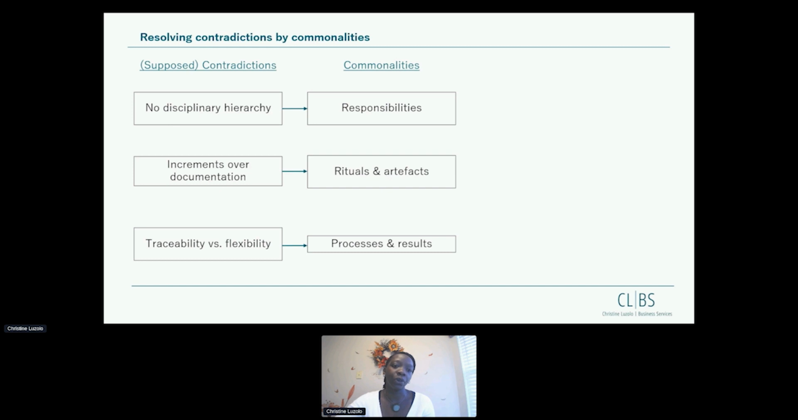So I'd like to resolve those three contradictions by the commonalities that both have, and by linking the agile structures to the standard chapters. We started with contradiction number one, that somehow the missing disciplinary hierarchy in the Scrum teams sort of corrupts the ISO standards. But as we've seen, even though there is no disciplinary hierarchy, there are very clear responsibilities.